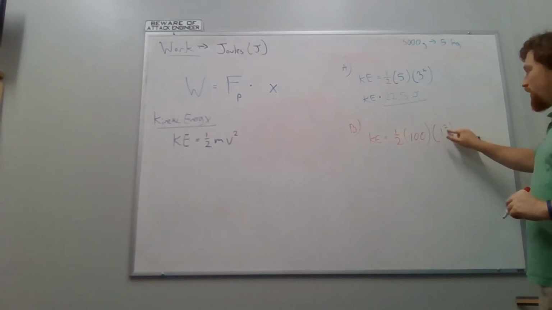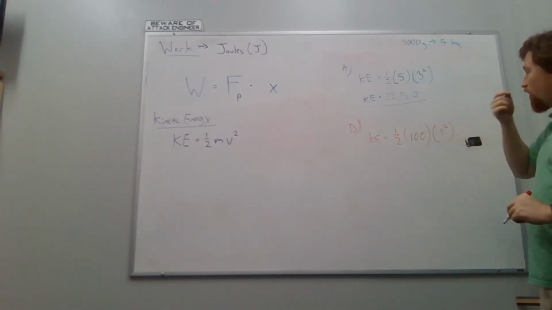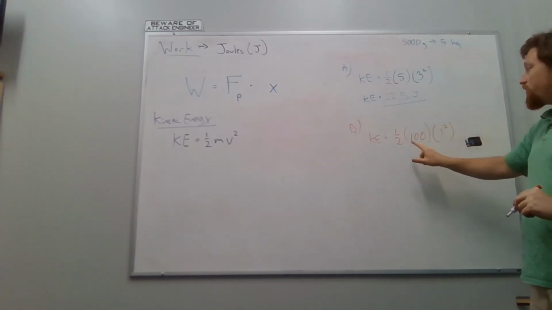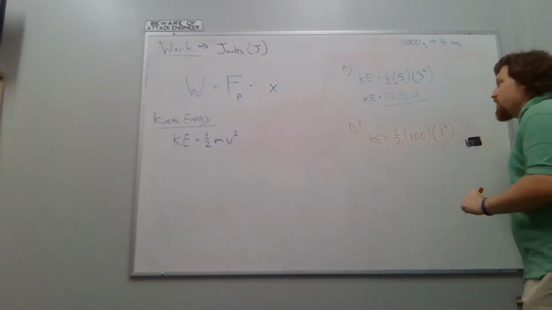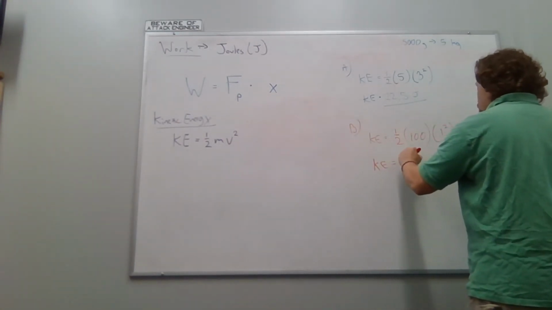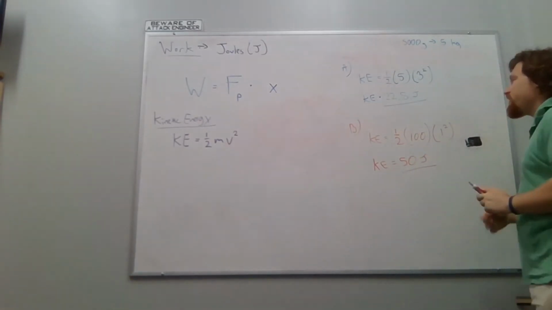So, 1 squared is going to be 1. So this whole thing just becomes a 1. 1 times 100 is 100. 100 times half is going to be 50. So the kinetic energy of this walking human is 50 joules.